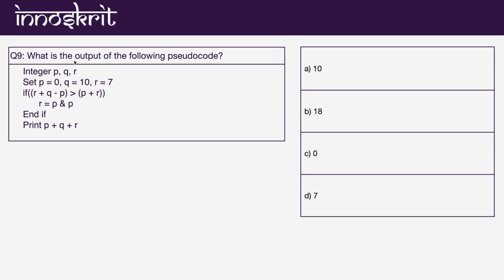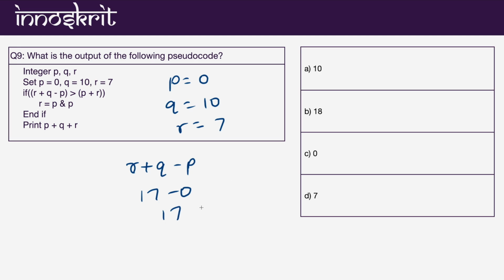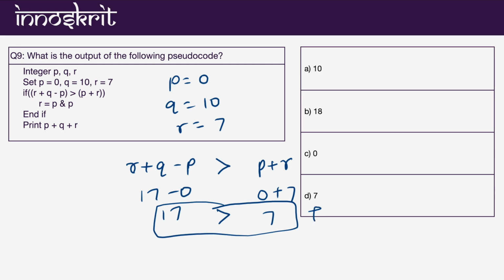See this one. So there are some integer values p, q, r. So p is set to 0, q is set to 10 and r is set to 7. So now there is some if else. So r plus q minus p, that means r plus q is 17 minus 0, 17. Okay, I have to compare this with p plus r. So what is p? 0. What is r? 7. So that means 7. So 17 is greater than 7. Yes, the condition is true. If the condition is true, that means this will be evaluated.